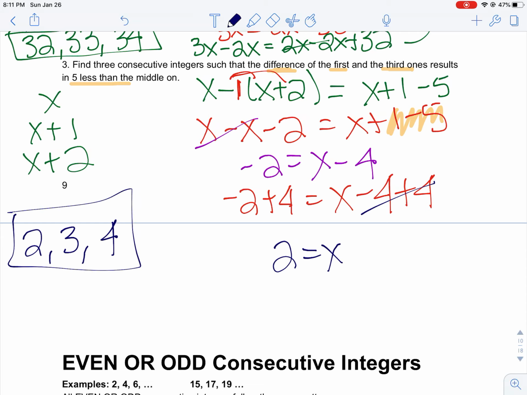Now, I would be conscious of what they're asking for. Sometimes they ask for all 3. Sometimes they ask for the smallest one. Sometimes they ask for the largest one. So just be conscious of which one they're asking for.